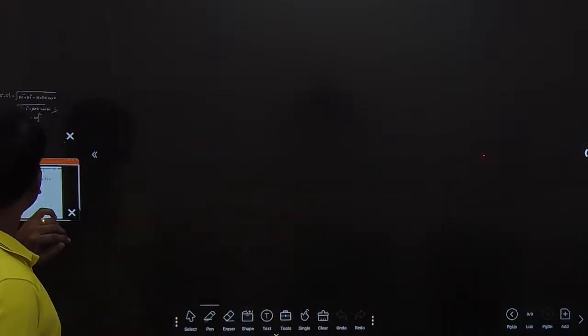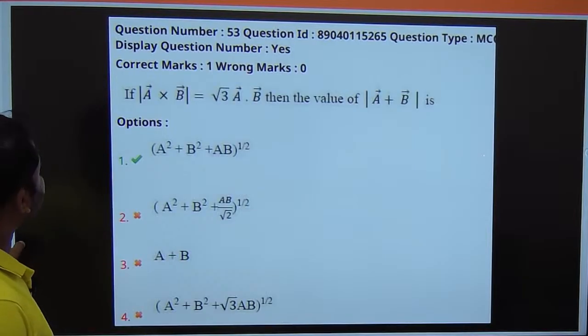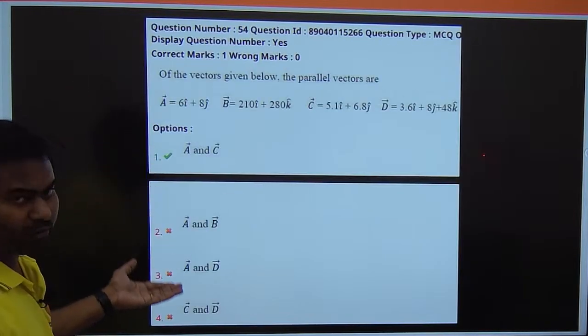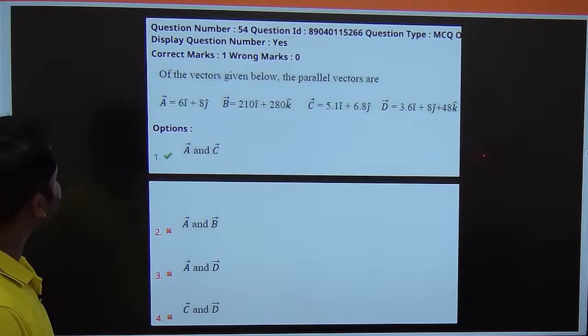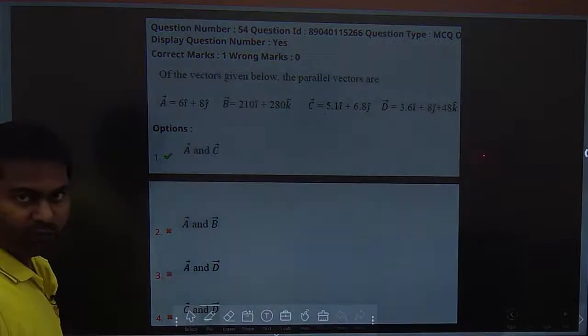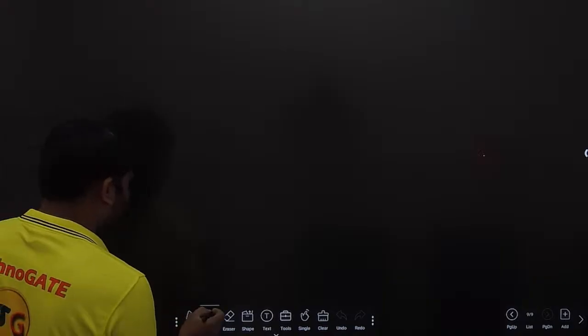So question number is 54. It is again from vectors. It is given that of the vectors given below, the parallel vectors are. So 4 vectors are given. We need to know which are the ones which are parallel. I believe you guys know vectors are parallel if the x and y coefficients are in the same ratio. And let me give you the explanation first.